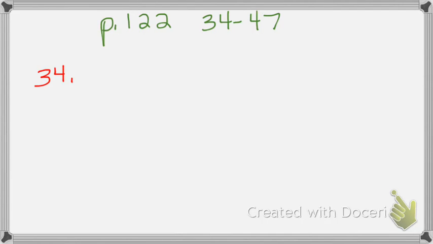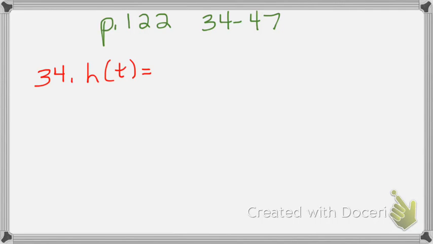Okay, so I'm going to go through the problems that you had that are on page 122. This is numbers 34 through 47, and I want to just make sure that you understand how to do them and that you heard how to do them, because some of them are easy and some of them are not. 34 is pretty easy, I think.